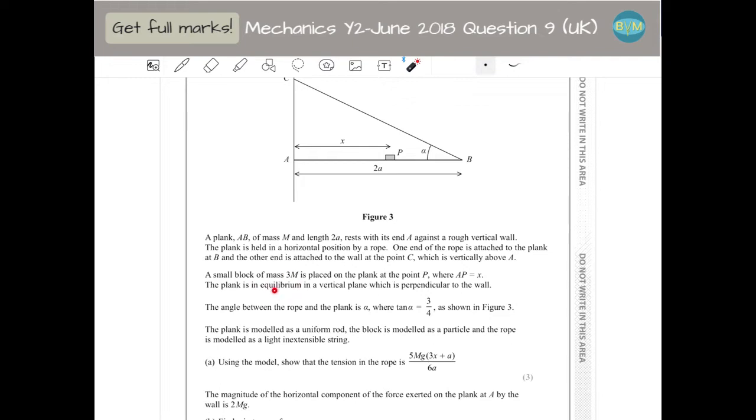The plank is in equilibrium, and we know the angle, and the plank is modeled as a uniform rod. This is important because that means that the weight will be at the midpoint of the rod. The first thing they ask is, using the model, show that the tension in the rope is this one.